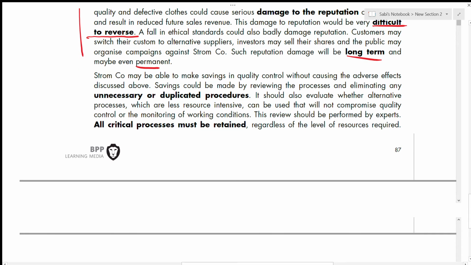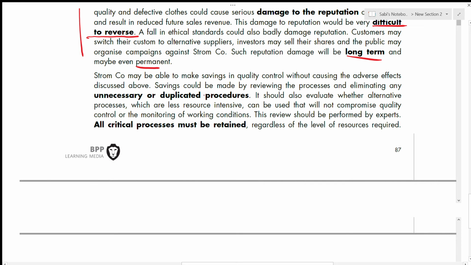Now, what is the third risk? Strom company may be able to make savings in quality control without causing the adverse effects discussed above, right? See, it is not always necessary that if you are having a saving in quality control, it will always have the negative effect only, as they have mentioned here.